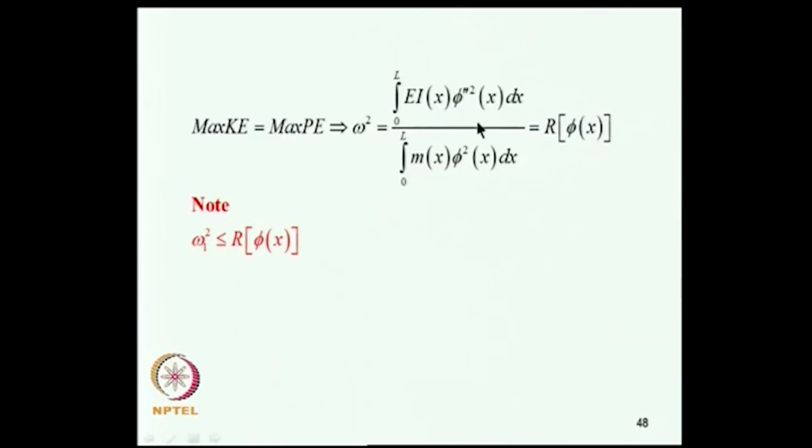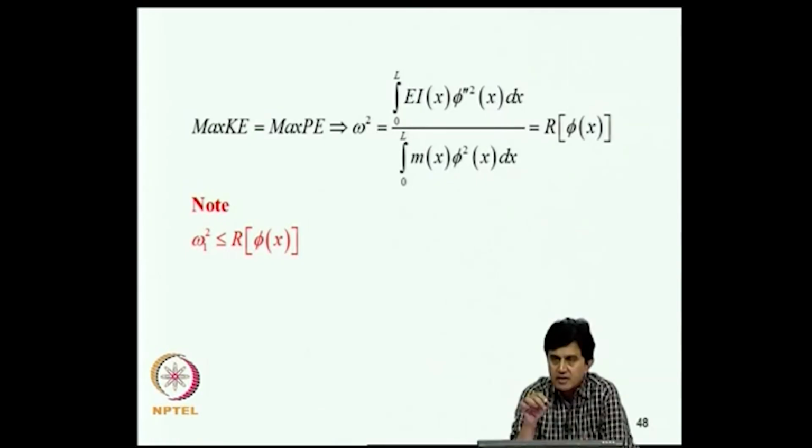So, I get the definition of Rayleigh's quotient for a beam in terms of flexural rigidity and mass per unit length as shown here. Again we notice that the Rayleigh's quotient is greater than or equal to omega 1 square. So, in the next class what I will do is apply this idea of Rayleigh's quotient for a few classes of systems and show how it is useful in characterizing the natural frequency, obtaining approximation to the fundamental mode of vibrating systems.